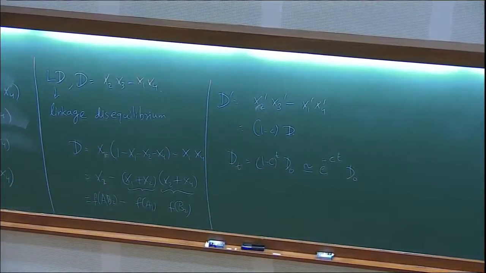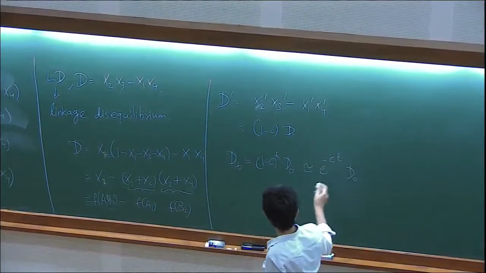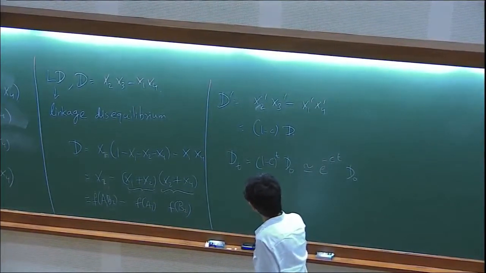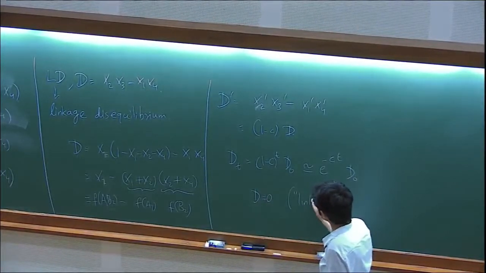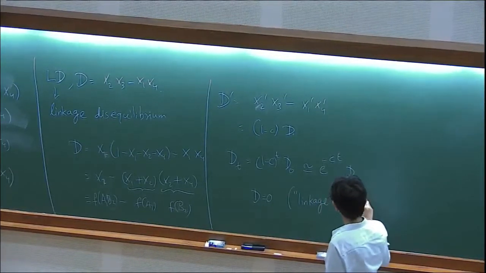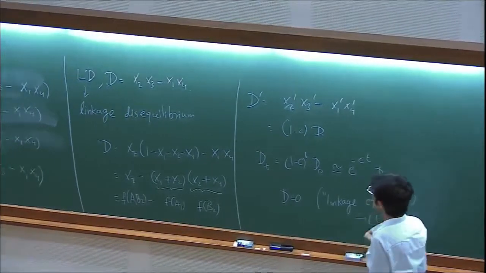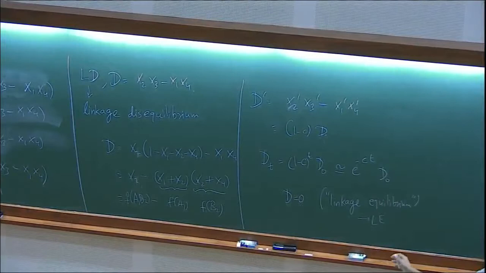Okay, so that's what I wanted to say. Okay, so let me just say this. So it's decaying exponentially fast over a time period of 1 by c, and when D becomes 0, we call this linkage equilibrium. It's a very useful starting approximation in certain cases. Okay, so I'll use this term, yeah.